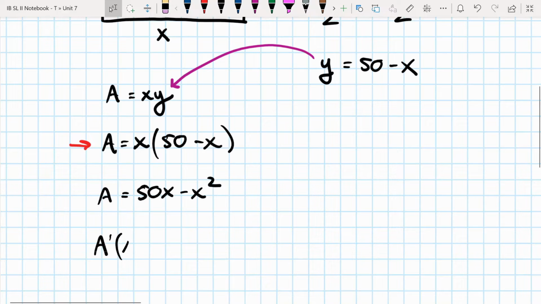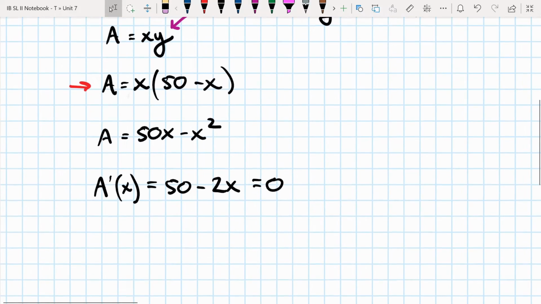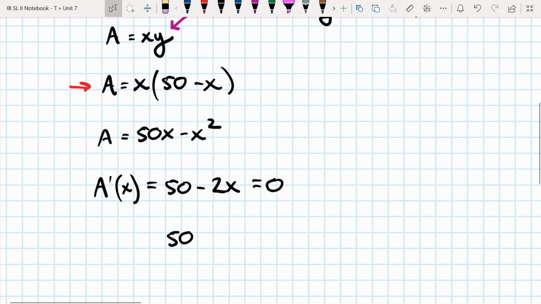Now let's take the derivative of this equation. So A prime: the derivative of 50x is going to be 50, minus the derivative of x squared, that's 2x, and we set that equal to 0. So now let's solve this for x. Move the 2x over and now divide by 2. So x is equal to 25.